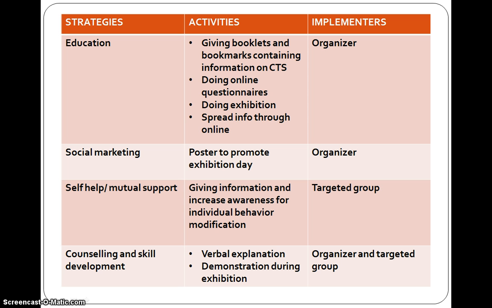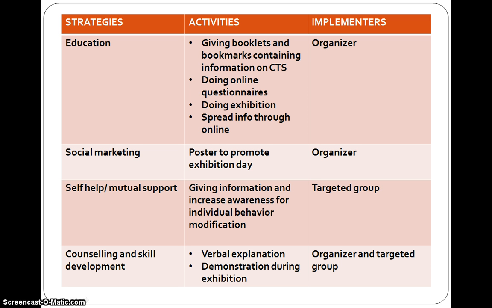There are 4 strategies for this project. First is education, then social marketing, self-help or mutual support, and counseling and skill development. For the education strategy, we are going to do activities such as giving booklets and bookmarks containing information on CTS, doing online questionnaires, doing an exhibition, and spreading information online.